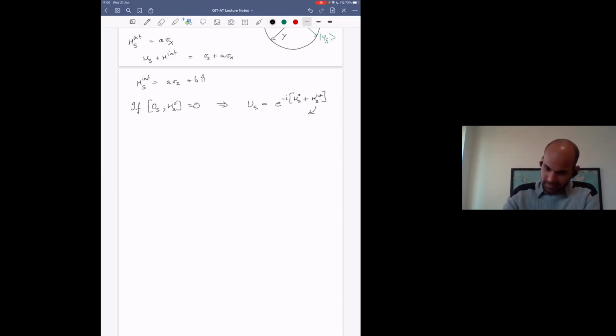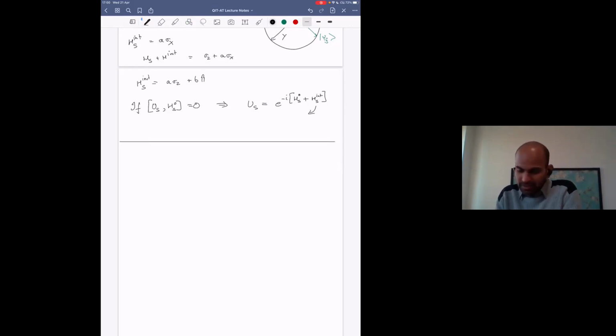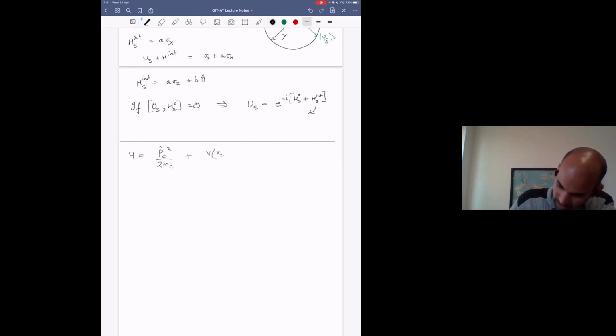Okay, let's continue. For the rest of the lecture, we just have the goal of looking at real Hamiltonians that mimic this. The first Hamiltonian that actually mimics this is the free particle. So imagine that we have the usual Hamiltonian, p squared over 2m of the clock plus V of x of the clock.